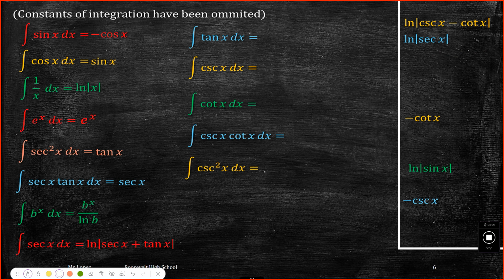Anybody? Negative cosecant. Is it negative cosecant x? Did we do that one? No, we didn't do that one. Integral of tangent x dx? Or it might be ln. I think it's ln of the absolute value of secant x. I think.